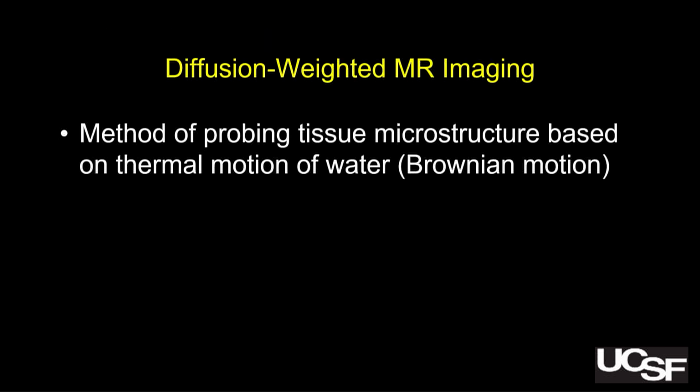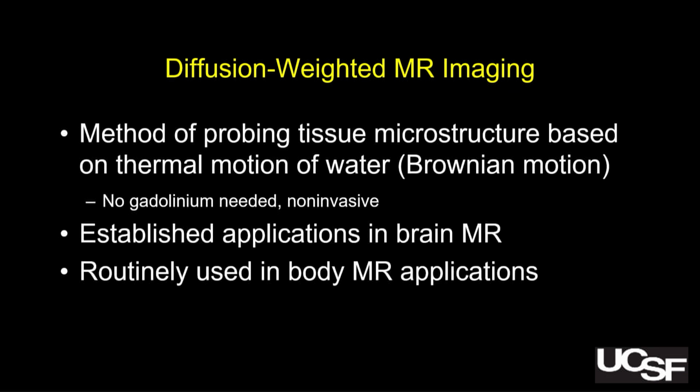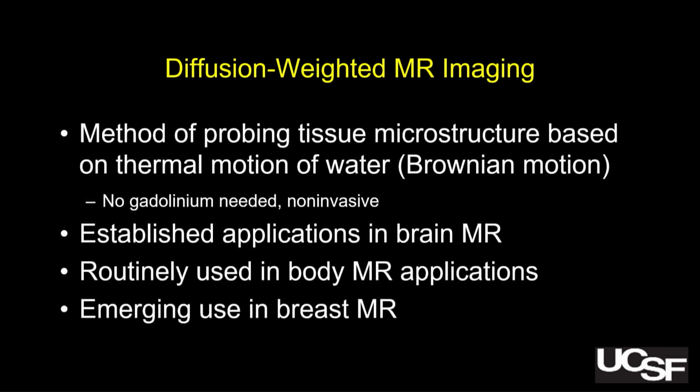So just to remind you all, as Chris Comstock explained, diffusion is a way of probing microstructure based on water motion. It's Brownian motion of water. And you don't need gadolinium. It's not invasive. The brain, we know, it works really great for stroke and a lot of applications. Body MR is also using it. We're still kind of learning how to use it in breast. And I think that relates to the image quality issues.